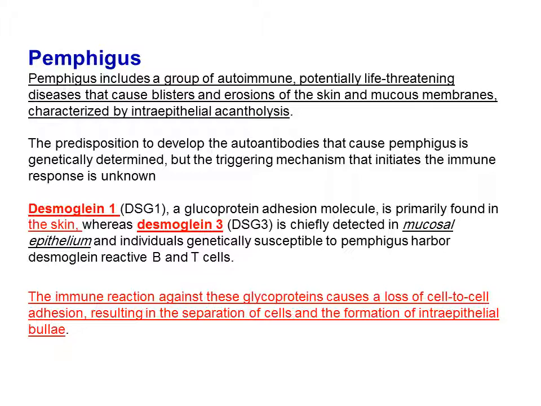So the cells are attached to each other by DSG1 and DSG3. Autoantibodies in pemphigus diseases destroy this adhesion, leading to formation of intraepithelial bullae. This is the pathogenesis.